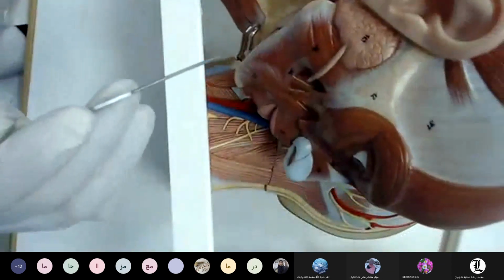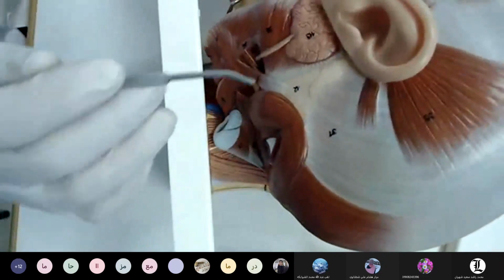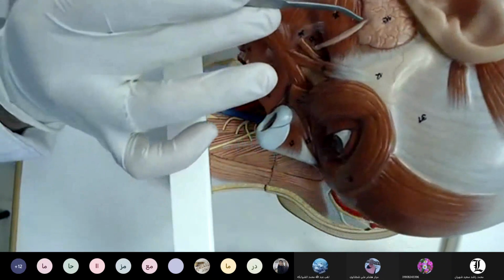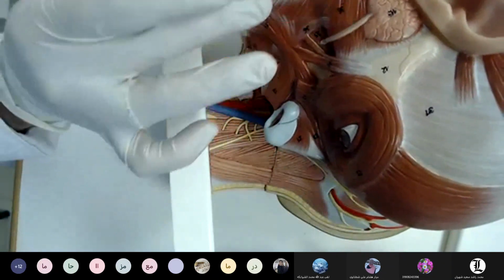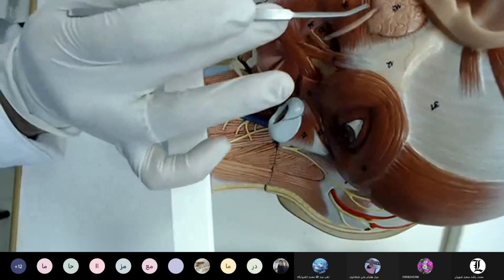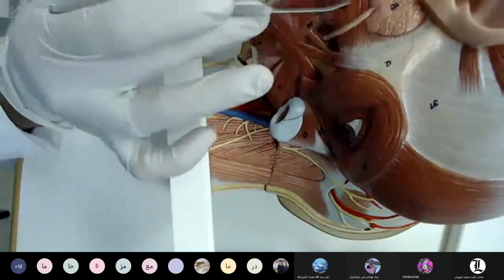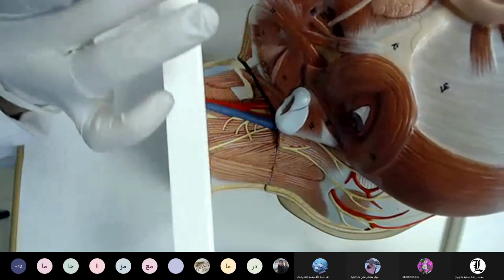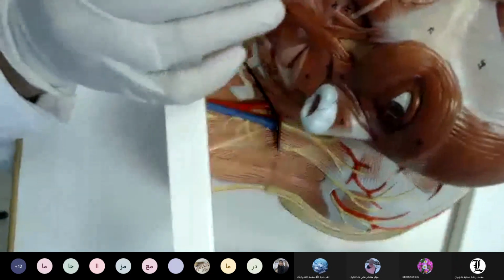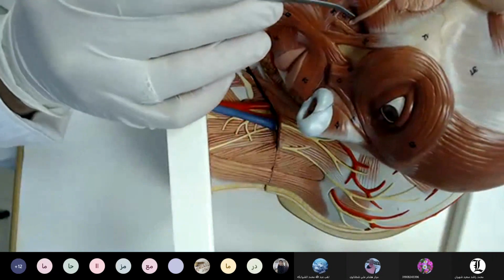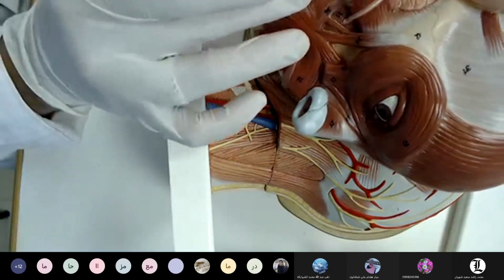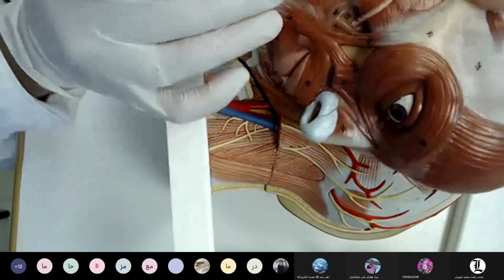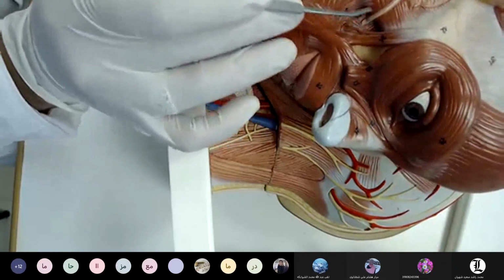So, guys, here is another view. This is the parotid gland and the parotid duct that traverses the masseter muscle. That means it's related laterally to the masseter muscle, which makes it more prone or vulnerable to injury. So look, follow this short, 5 centimeter parotid duct, which is just anterior to the masseter muscle.